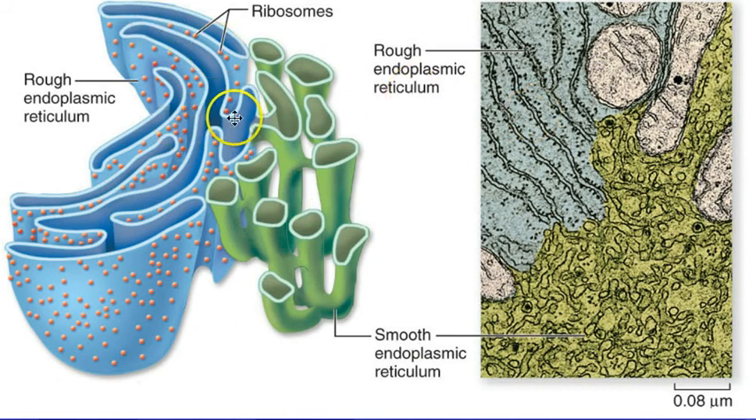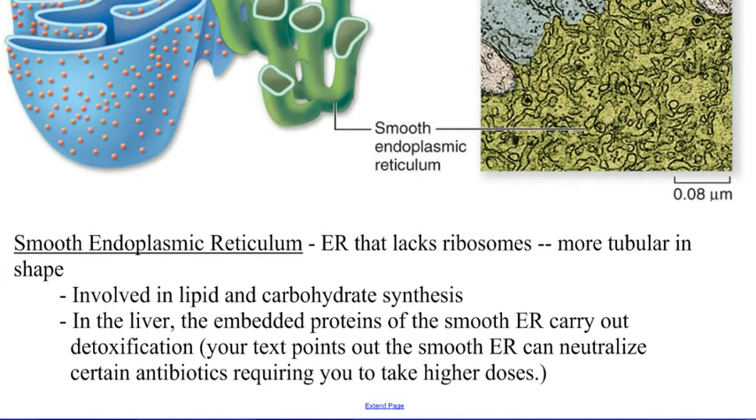And this is continuous with another type of endoplasmic reticulum called the smooth endoplasmic reticulum. And you can see that it's not as flattened. This is more flattened sac. This is more tubular, and they actually have different functions. The smooth ER, since it doesn't have ribosomes, doesn't really make proteins, but it's involved in the formation of lipids and carbohydrates.